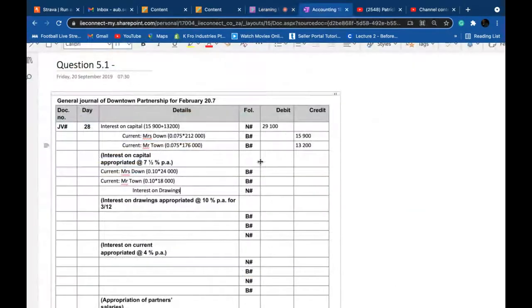You're right, Callum, but I forgot to add in something. Remember, they said 3 months. They said if the drawings were taken 3 months prior to the financial year. So this is not for the whole year. Here we need to apportion it again and say 3 divided by 12. We do that for both of them.